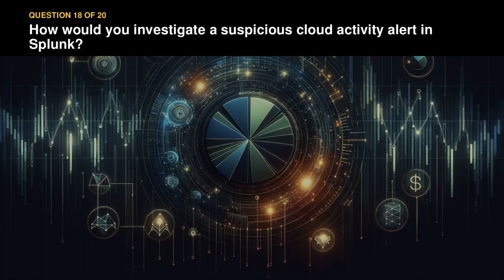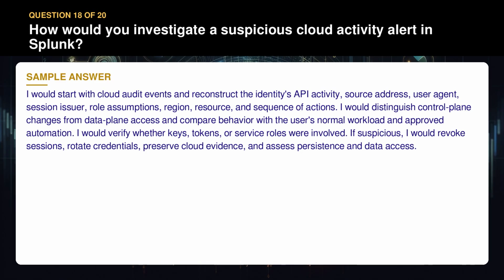Question 18. How would you investigate a suspicious cloud activity alert in Splunk? I would start with cloud audit events and reconstruct the identity's API activity, source address, user agent, session issuer, role assumptions, region, resource, and sequence of actions.